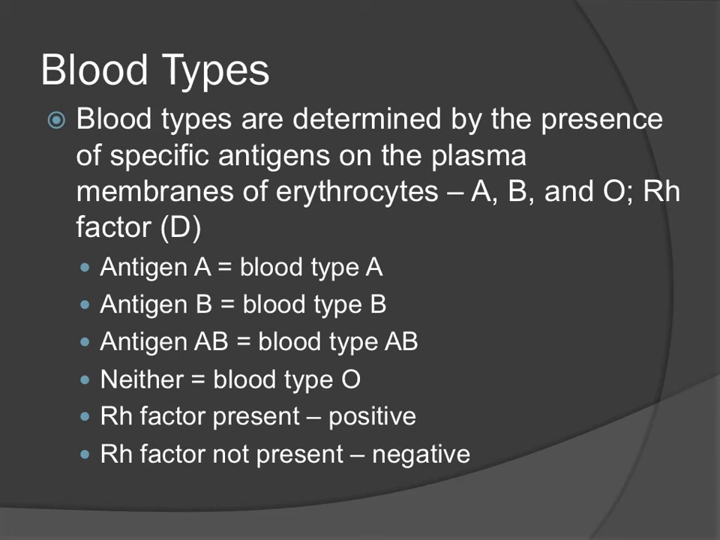And blood types are determined by the presence of specific antigens on the plasma membranes of the erythrocytes. So if you have antigen A, you're blood type A, antigen B, blood type B, and so forth. Notice that group O can be given to people of any blood type because it's the universal donor. Patients with group A can only accept type A or type O blood, and patients with type AB can receive from any group because they're the universal recipient.